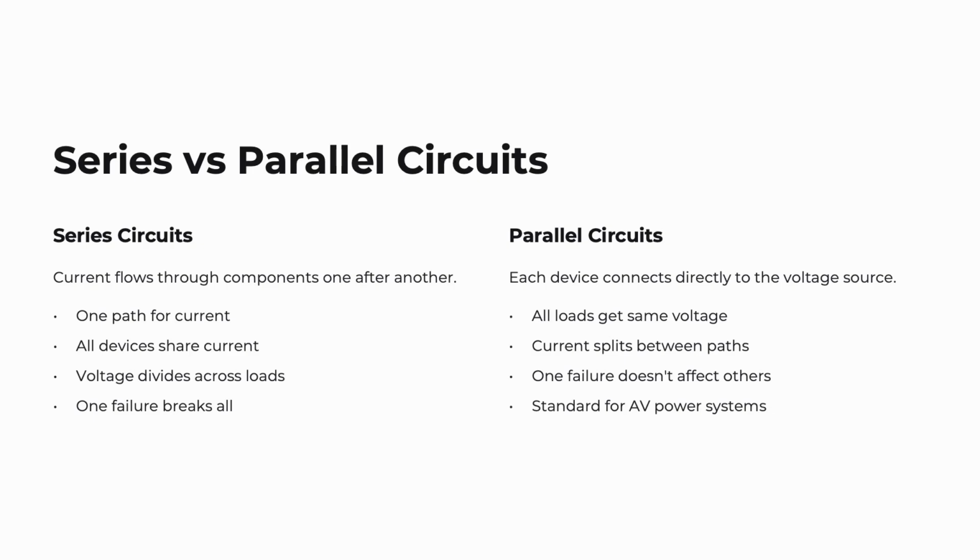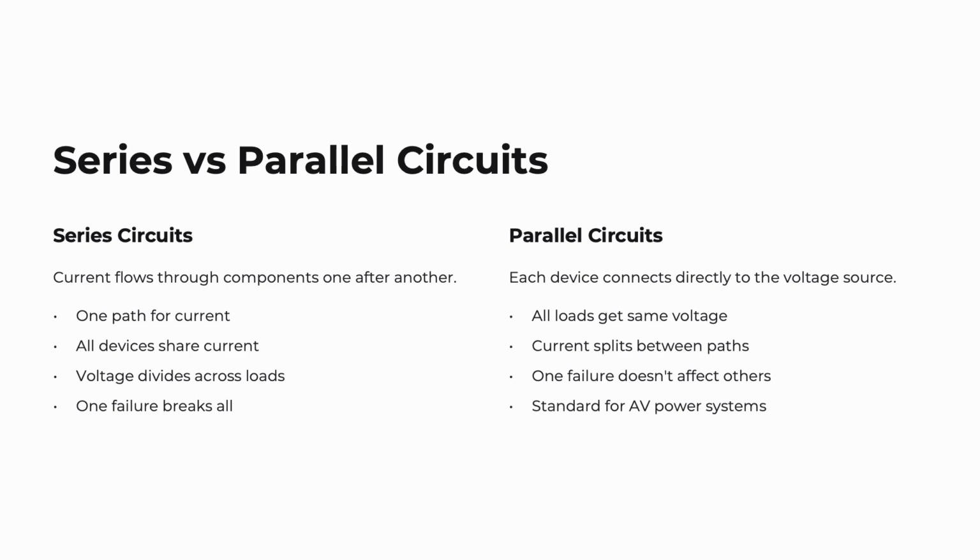In a series circuit, current flows through every component, one after the other. That means there is only one path for the current. All devices share the same current. Voltage is divided across each load. So if one component fails or is disconnected, the whole circuit breaks. In power distribution specifically, this is rarely used. It's too fragile, but you will sometimes see series wiring in signal chains or maybe legacy control wiring.